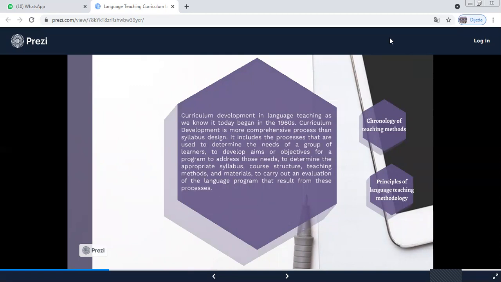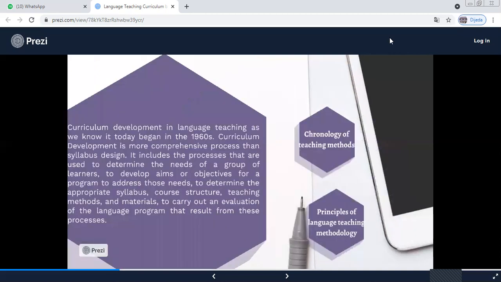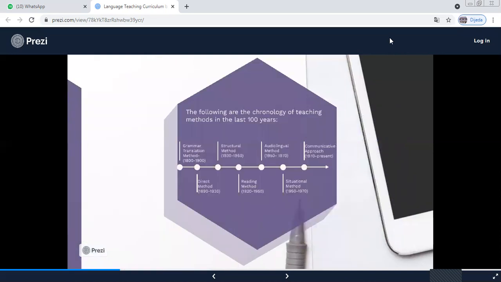If we look back at the history of language teaching throughout the 20th century, much of the impetus for changes in approaches to language teaching come about from the changes in teaching method. The method concept in teaching, the notion of systematic set of teaching practice based on particular theory of language and language learning. And the chronology of teaching method. The following are the chronology of teaching method in the last 100 years, as you can see in the slide.